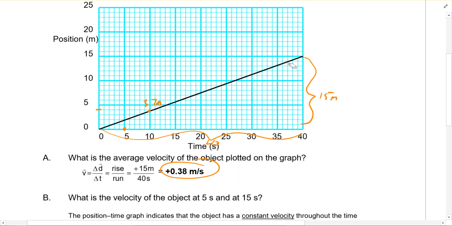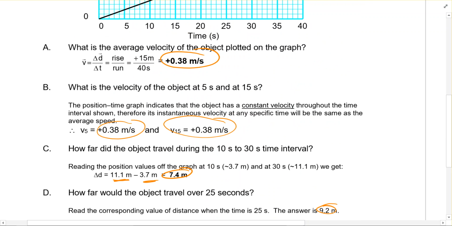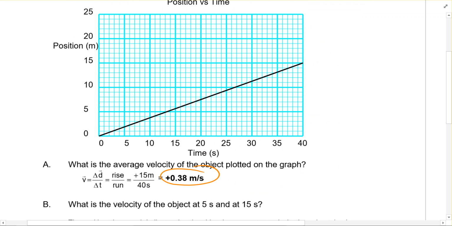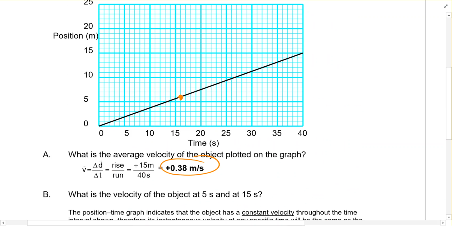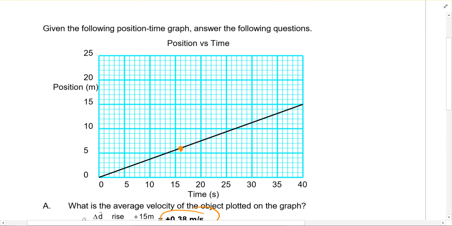How long would it take for this object to travel from 6 meters to 10 meters? All we have to do here is erase some stuff. 6 meters to 10 meters. So I'm going to look at the 6 meters. That's right there, is where the point would be. To 10 meters, it's going to be right there.